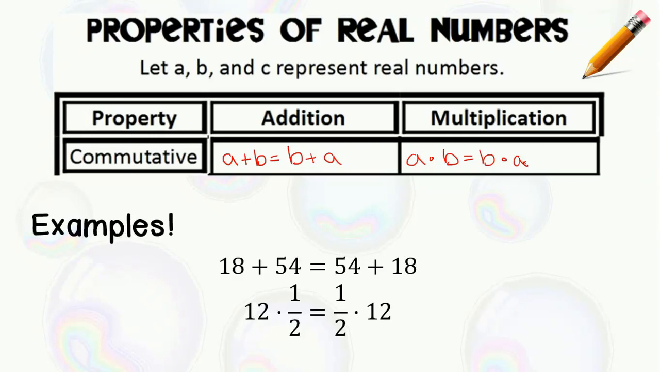So here's some examples that if you need to write down, go ahead. If you don't, then you don't need to. So 18 plus 54 is the same as 54 plus 18. Same thing as 12 times a half equals a half times 12. That is the same thing. That does not matter whichever way I write it.